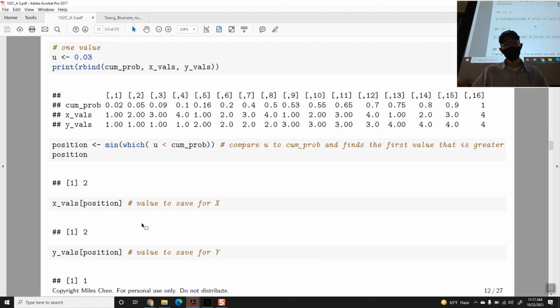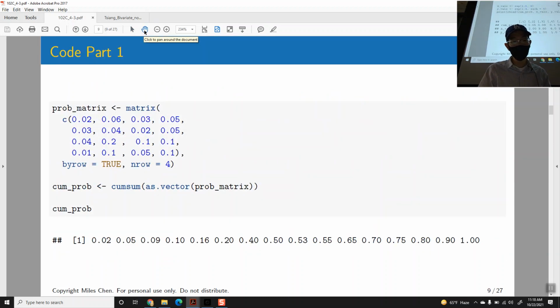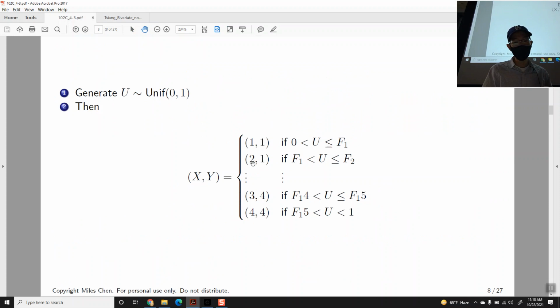Okay, let's try another u value. Let's say u ends up being 3%, 0.03, okay? 0.03 falls in between 0.02 and 0.05. We said our first boundary was 2%, and if it falls between the next set of boundaries, 2% and 5%, which is what we have here, u is 0.03, then we need to get x to be 2. So following this along, we need x to be 2 and y to be 1.